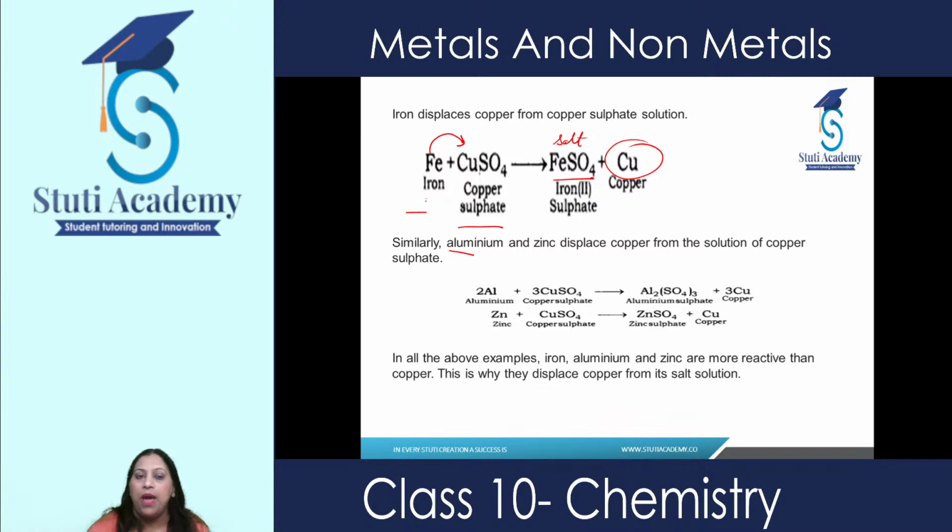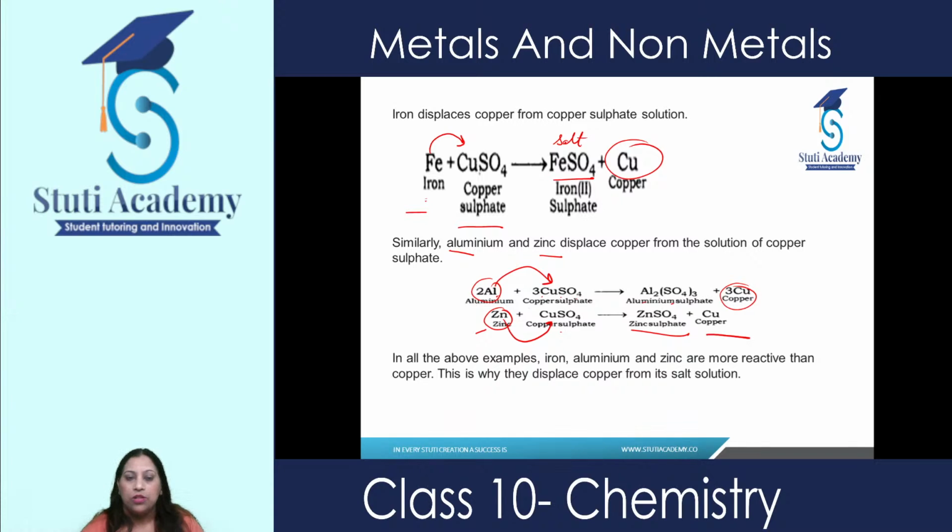Then aluminium and zinc can easily displace copper from the solution of copper sulfate, because aluminium and zinc are both more reactive than copper. So look at the reaction. Aluminium, when it reacts with copper sulfate, displaces the copper and becomes aluminium sulfate, and copper is left behind. Another reaction, zinc with copper sulfate: it displaces the copper and becomes zinc sulfate, and copper is left behind.